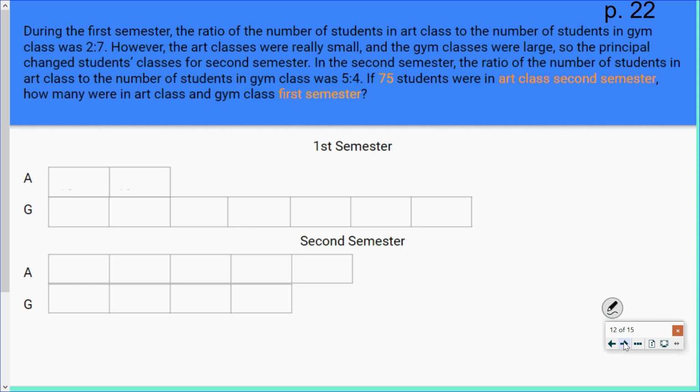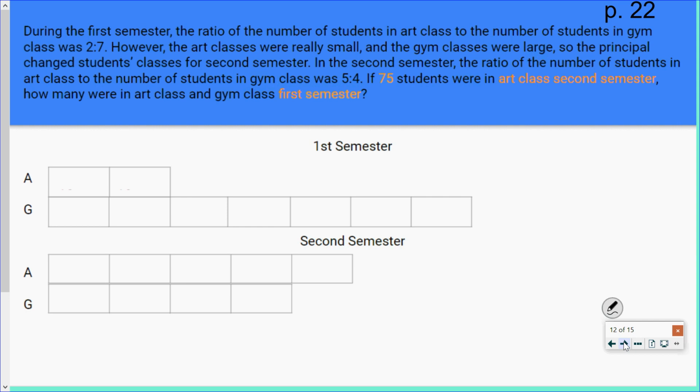Okay, go ahead and flip over to page 22 in your modules. Page 22, up here on the right. I wrote it so I can remember what page you're going to, so I don't forget. It should be number 6, I believe.